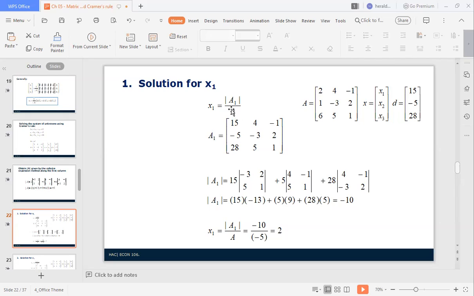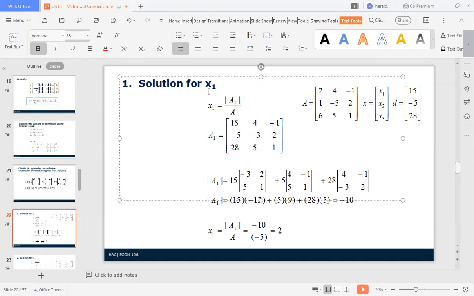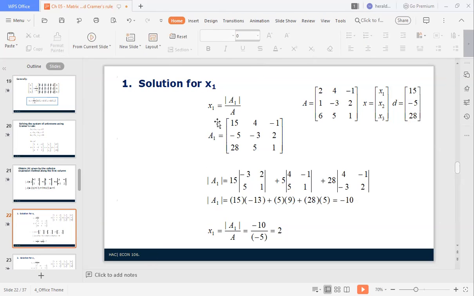Now we are getting a solution for x sub 1 here. The solution for x sub 1 is just equal to the determinant of the new matrix A1 divided by the determinant of the original matrix. So again, it is just the ratio of the evaluation of the new matrix over the determinant of the original matrix.